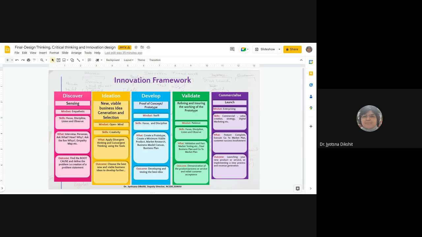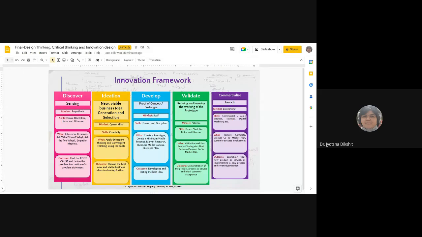The skills you require are that you have to be focused, disciplined, and the most important skill here is the skill to listen and observe carefully. Observe the people who are in problem, observe the people who are the solution providers, and then identify the gap between the people who want the solution and the people who are the solution providers. This can be done through techniques like interviews, personas, asking questions, what, how, why, and designing a journey map, empathy map. All sorts of tools are available.